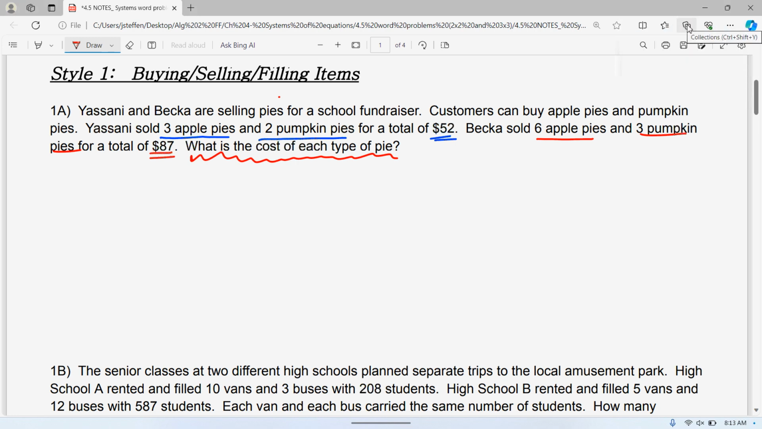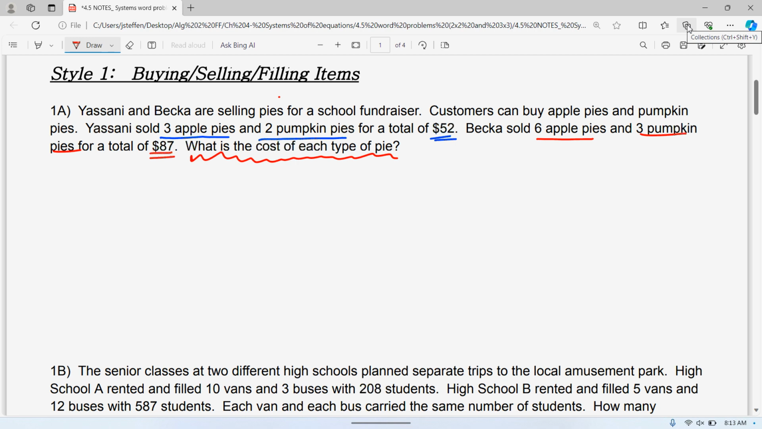So again, I should have this before, but this first one is when you're buying stuff, you're selling stuff, or you're filling items. So if you are selling apples, or you're buying pumpkin pies, whatever falls into those categories, this is usually what those story problems look like.